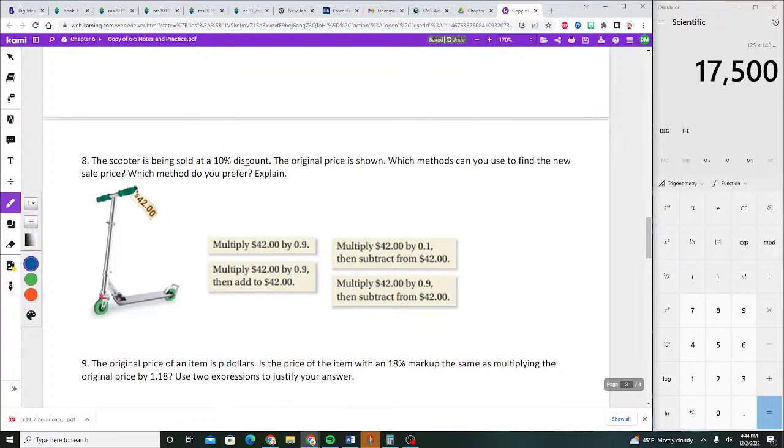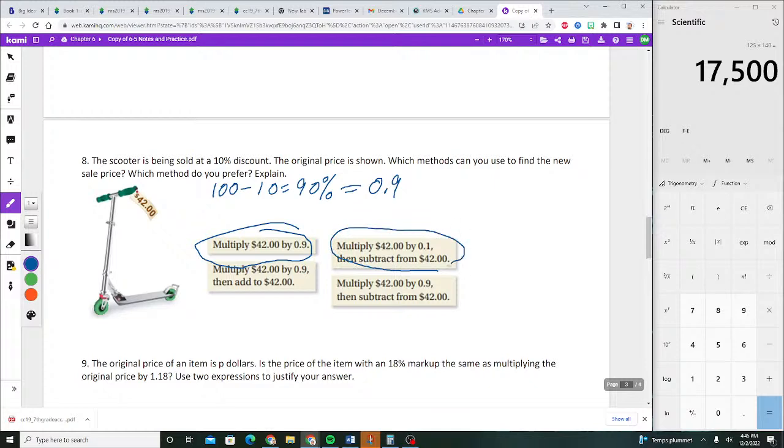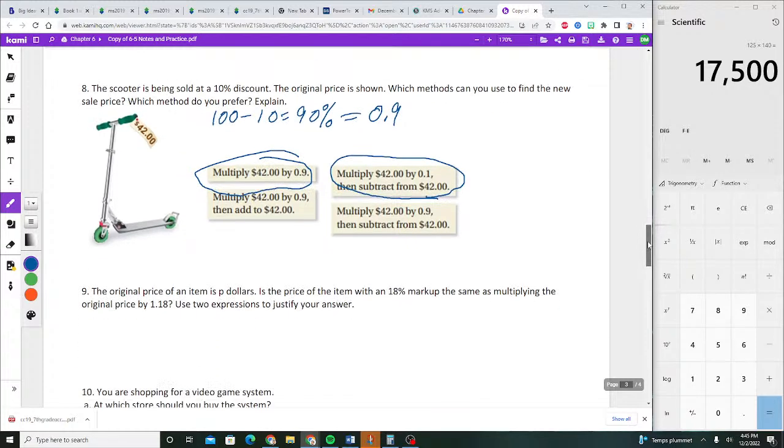Scooters being sold at a 10% discount. The original price is shown. Which methods can you use to find the sale price? So typically what we do is we go 100 minus 10%, and so that would give you 90%. 90%, you know, is 0.9. So multiply $42 by 0.9 would be one way to do this. Now what we didn't talk about is that you could go ahead and find 10% of $42 and then subtract it from $42. I didn't show this at school today because that's more work. But if you logically think this through, maybe you should try this problem on your own and follow the directions there and see if you get the answers for both of those.